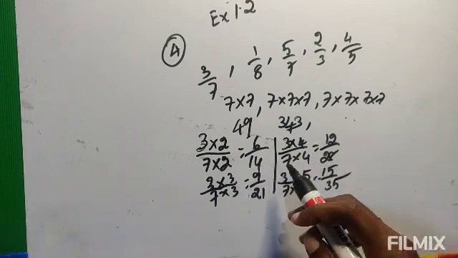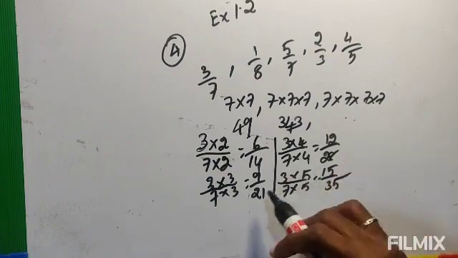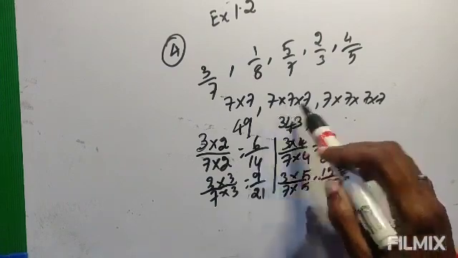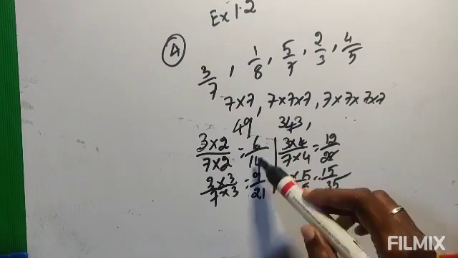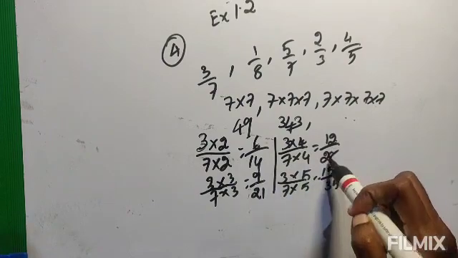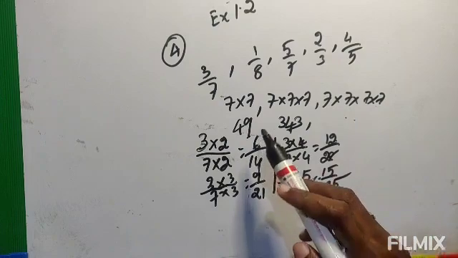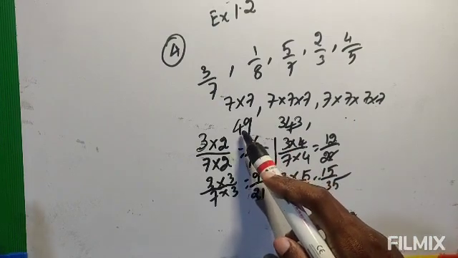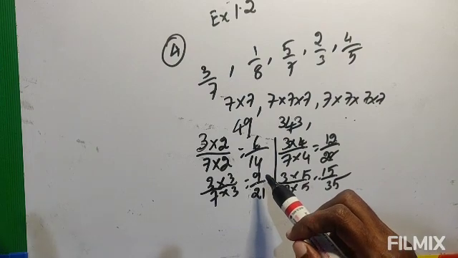So this is the way I have learned, and I have taught also, and I have seen. I have taught many years, I have seen this method, but I have not seen the other method. And if you check in your book also, this is the answer given: 6 by 14, 9 by 21, 12 by 28, 15 by 35. It is not given with the denominator 49 and with the denominator 343. The bigger numbers are not given.